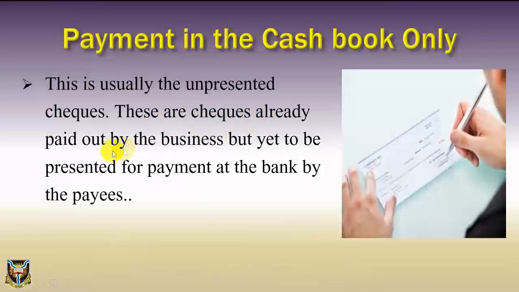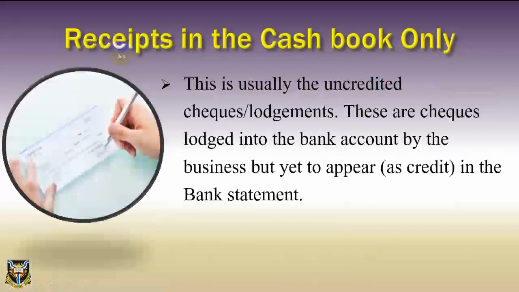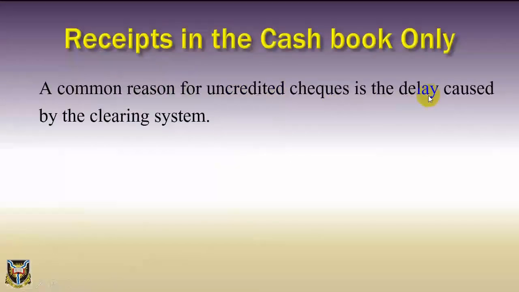These are checks already paid out by the business but yet to be presented for payment at the bank by the payees. The checks would have been credited to the cash book when they were issued. Receipt in the cash book only. This is usually the uncredited checks or lodgements. These are checks lodged into the bank account by the business but yet to appear as credit in the bank statement. A common reason for uncredited checks is the delay caused by the clearing system.